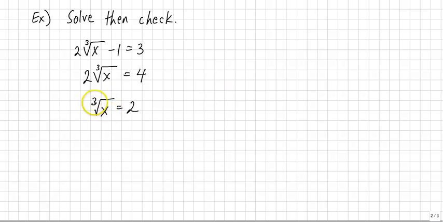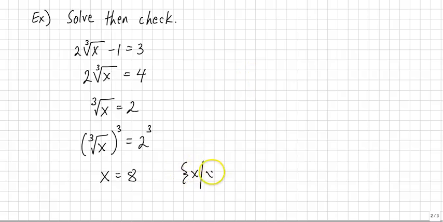So since it's a cube root, I'm going to raise both sides to the third power. So whatever the index is, that's the power you raise it to. That's what the property says. That's what will allow our radical to disappear. So the cube root of x, when I cube it, I'm going to end up with x, and then 2 cubed is 8. So my solution is the set of all x such that x is 8.